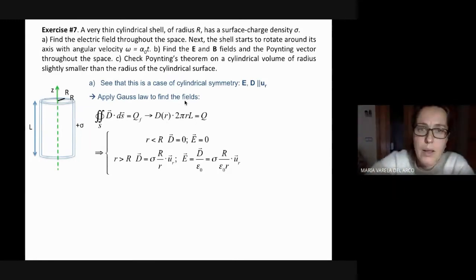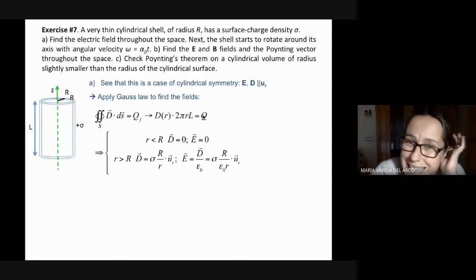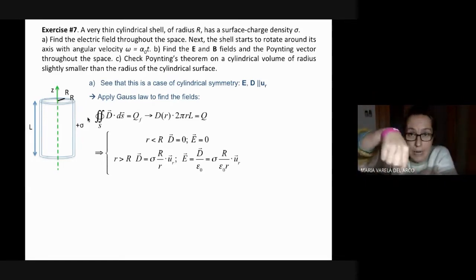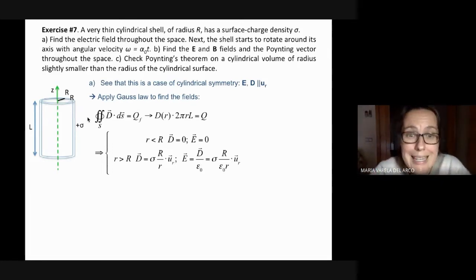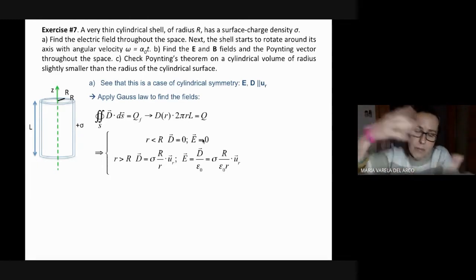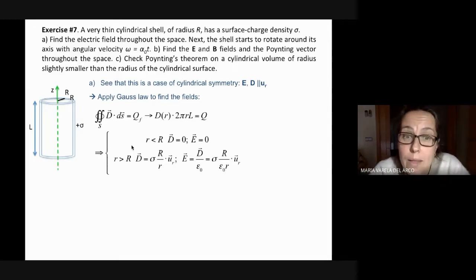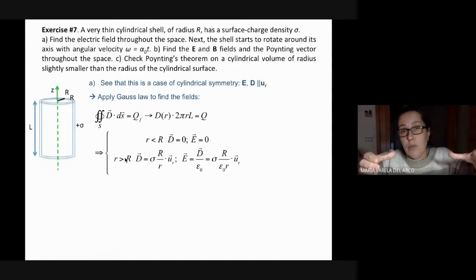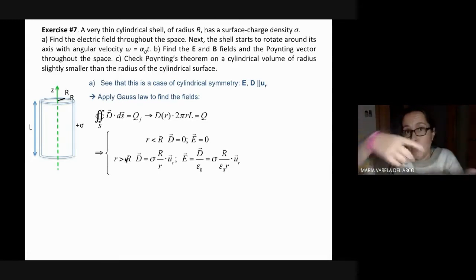This is 2 pi RL equal to the charge inside. Okay, so when my surface of interest, the Gaussian surface, has a radius smaller than capital R, there is no charge at all inside that surface, and therefore the fields are 0. No big deal. I'm actually looking at the hole inside the cylinder, no charge there. And when the radius is larger than capital R, then the total charge I'm looking at is going to be the whole charge on the cylinder.